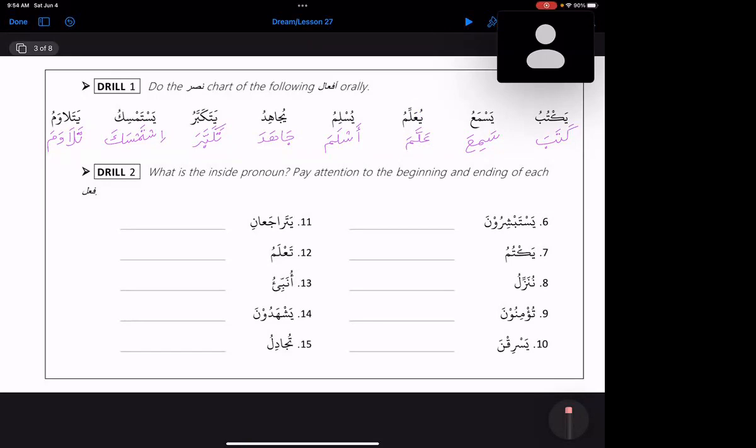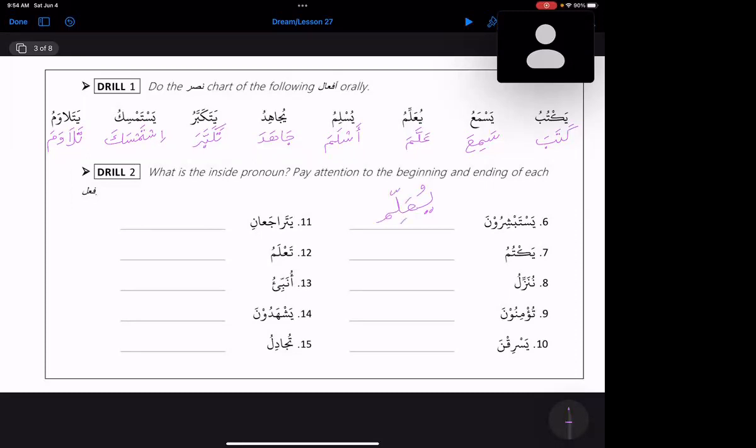Yu'allimu. Huwa yu'allimu. Huma yu'allimani. Hum yu'allimuna. Hiya tu'allimu. Huma tu'allimani. Hunna yu'allimna. No, hunna. Yu'alimna. No. So we have yu'allimuna. You and then allim.